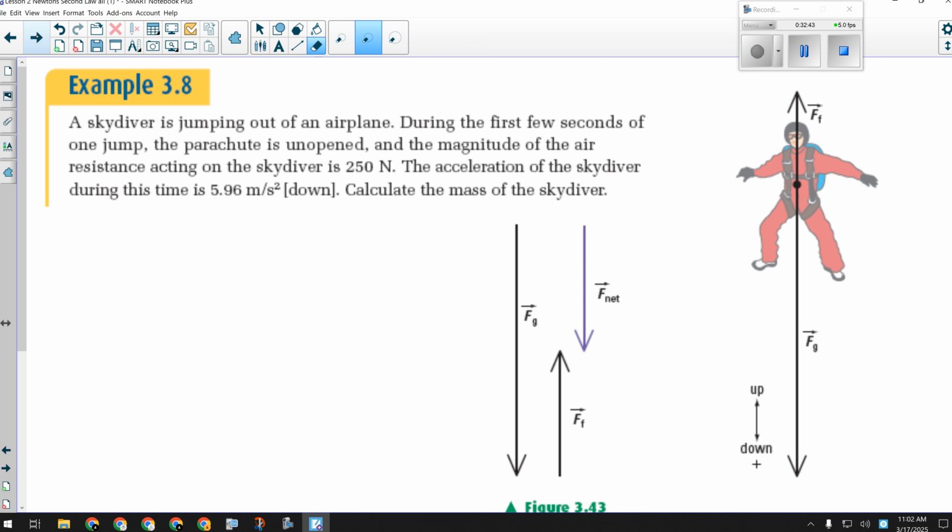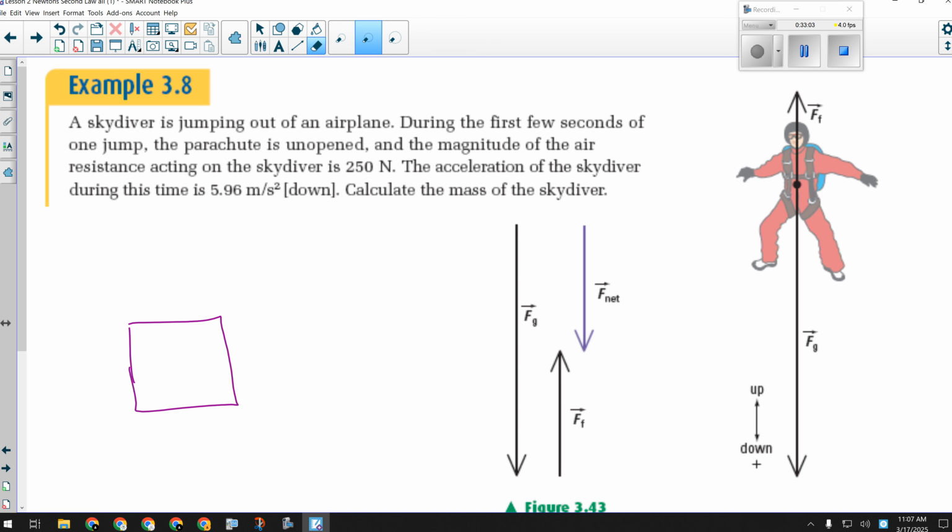This is a differential acceleration question, just like what we just did, but it has to do with a skydiver. I want you guys to write that one down and give it a try. Okay, let's have a look at this one.